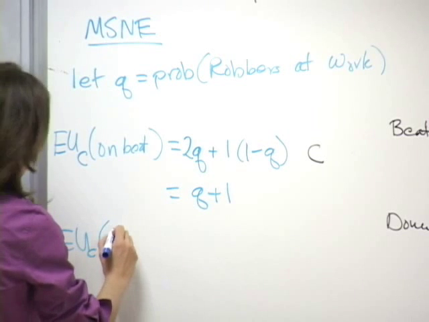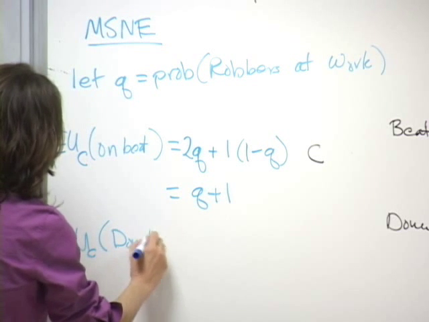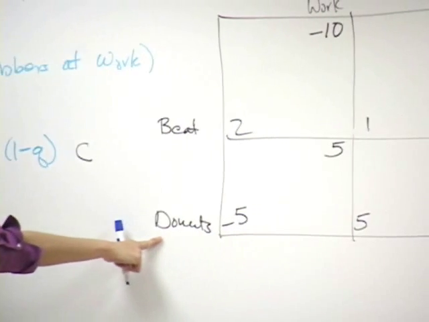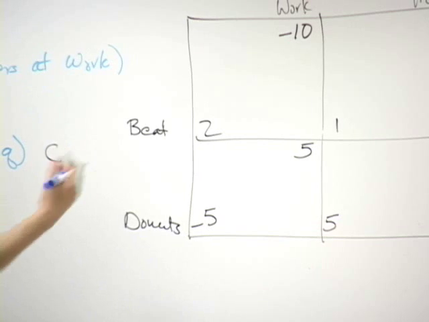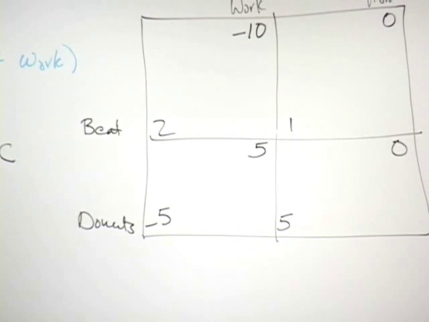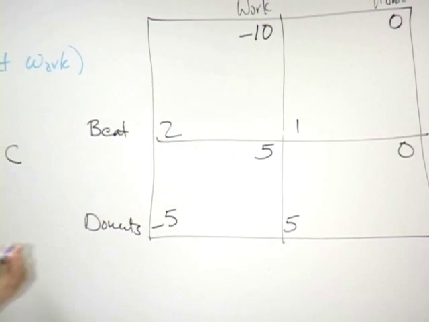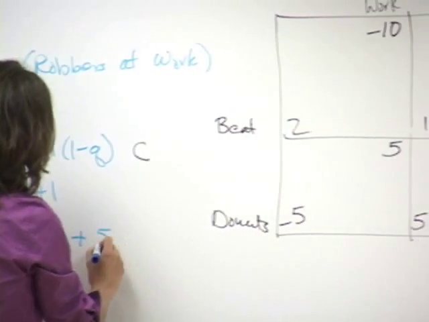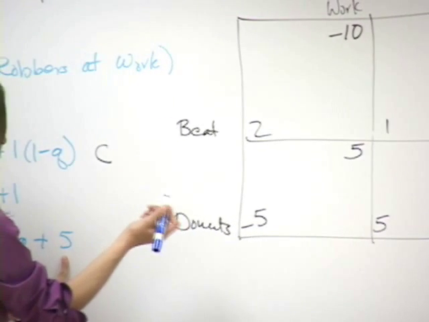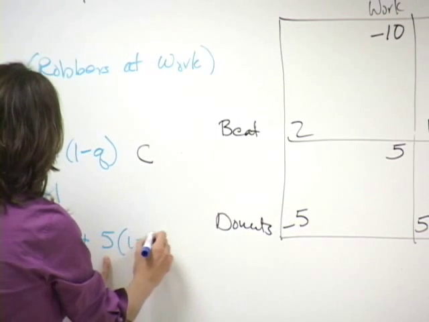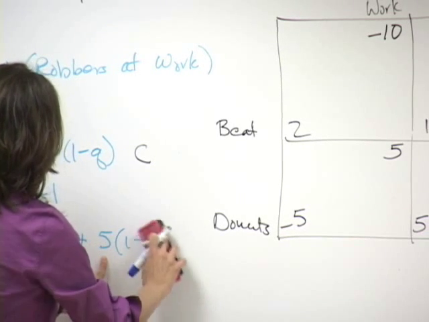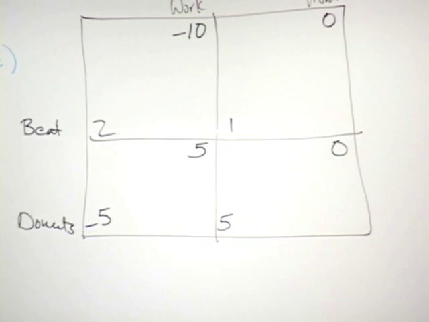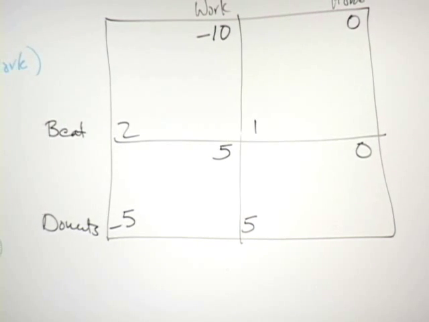Expected utility to the cops of being in the donut shop. Expected utility of playing this strategy as a function of the robber's probability is -5, my payoff if the robbers are at work, times Q, the probability that the robbers will be at work, plus 5, my payoff from being in the donut shop when the robbers are at home, 1 minus Q. Okay, it looks like 5 minus 10Q.